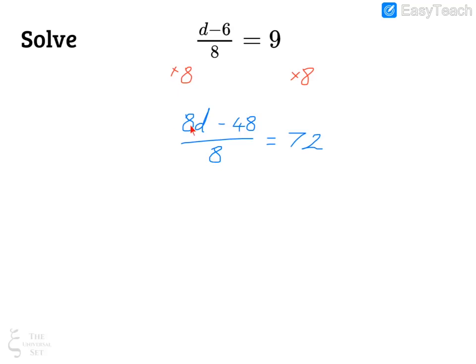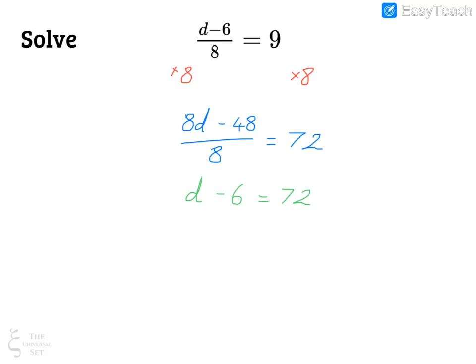So 8d divided by 8, well, that's 1d. And take away 48 over 8, well, that's just 6, and that equals 72. And again, we had that same trick happen, where we were multiplying by 8 and then dividing by 8. We just got back to where we started, which was d minus 6. So we've got d minus 6 equals 72.